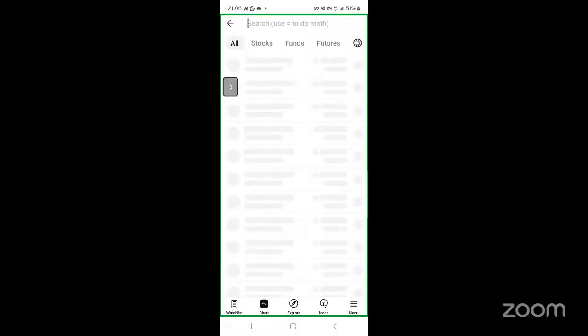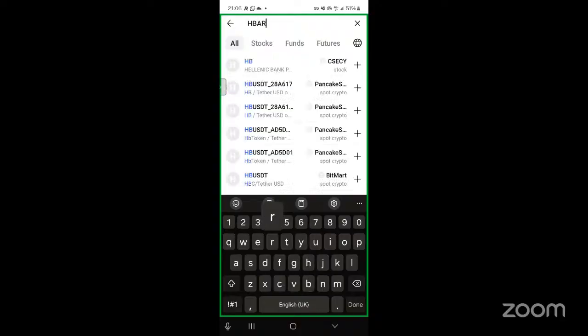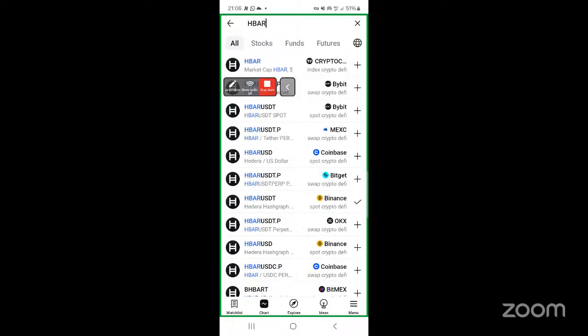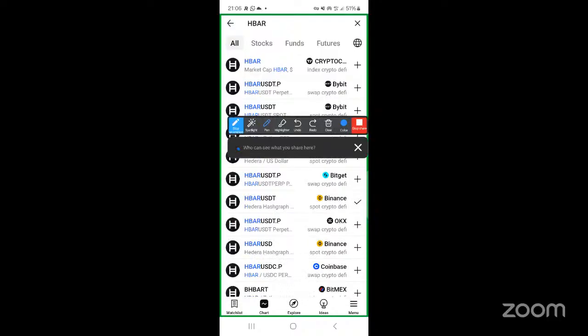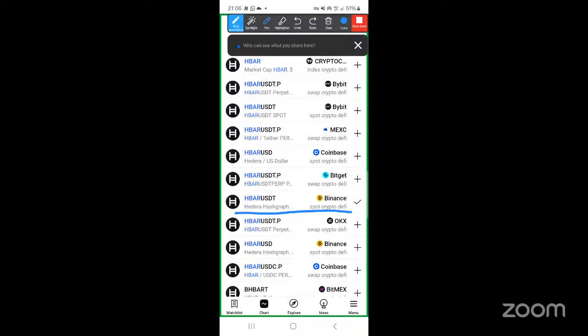Okay, HBAR. Now HBAR is on several exchanges, but I want to trade HBAR on Binance, on the spot market. This is the one I want to trade: HBAR, Binance spot market. There is HBAR on MEXC, there is HBAR on Coinbase, there is HBAR on Bybit, but I want it on Binance.